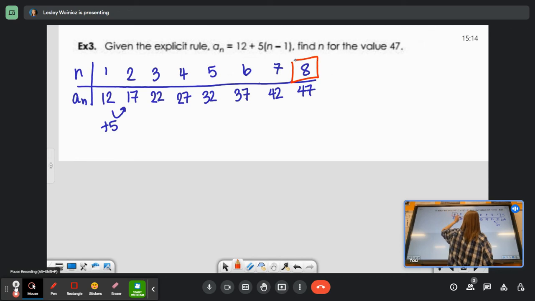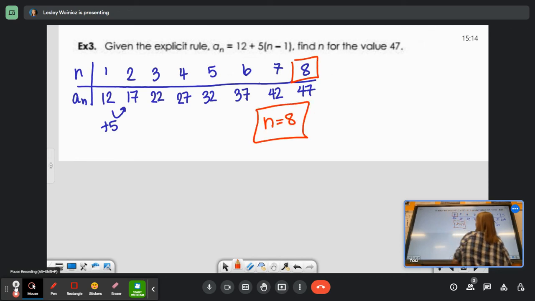There was no other way to find that 8 was our n. Now, that was because we had a recursive rule, so we needed each previous term to find our next term. Okay? An explicit rule is defined by n. So this makes it very much like a function which is defined by x. Okay, so we're going to treat n's like x's and a sub n's like our y's.